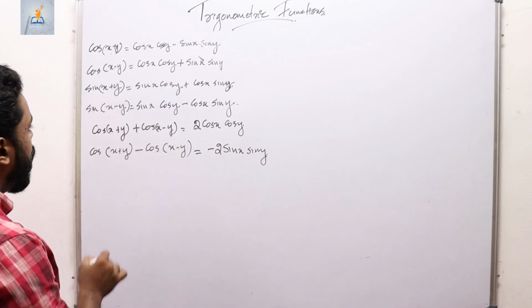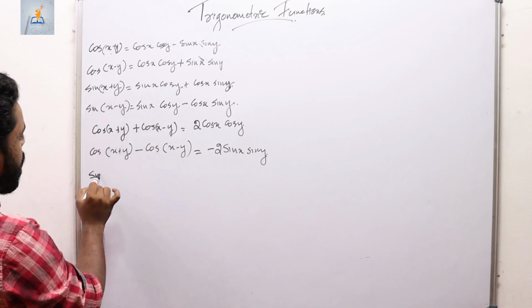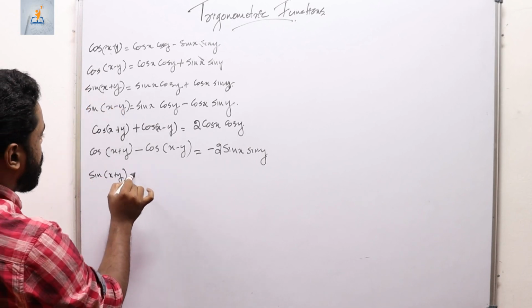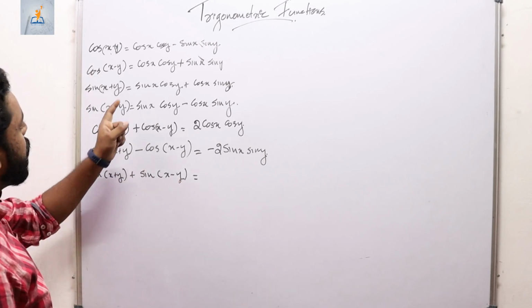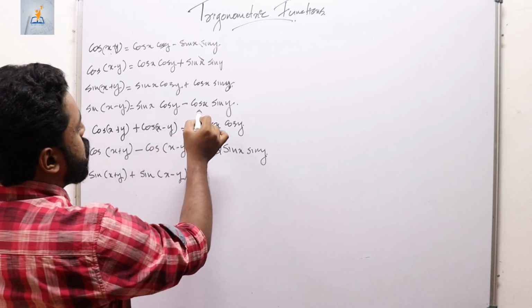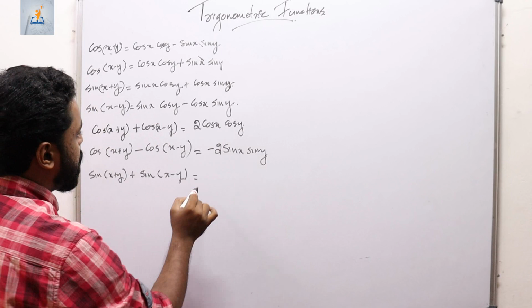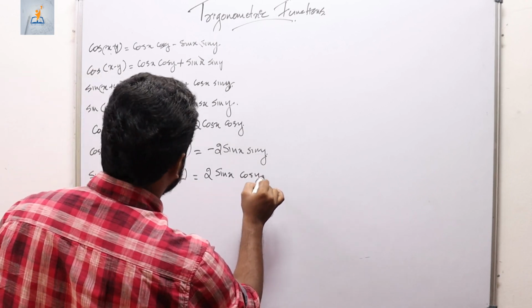Let it be there. Now again let me add sin x plus y and sin x minus y. Then what will be the result? When I add sin x plus y and sin x minus y, what cancels is cos x sin y. This will be cancelled and the result will be 2 sin x cos y, isn't it?